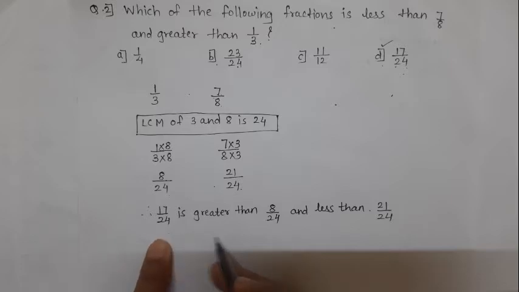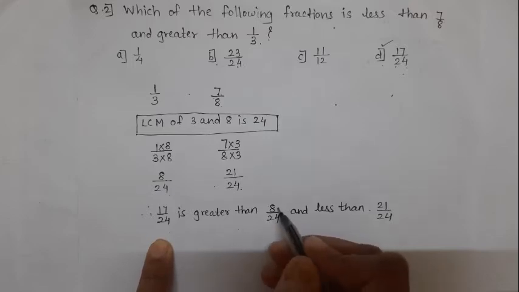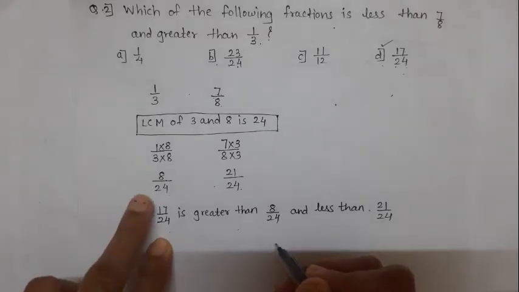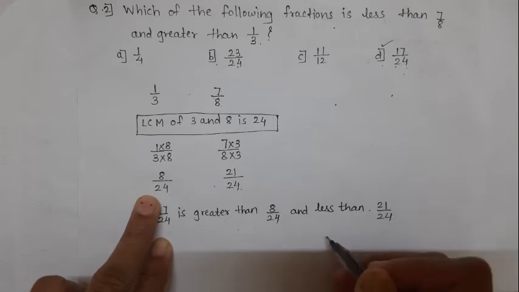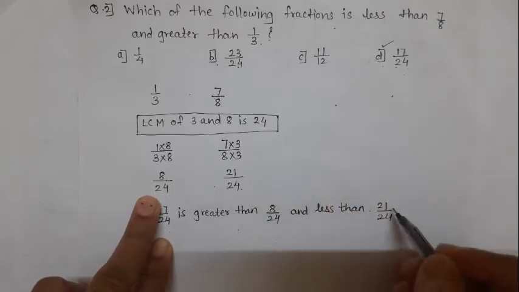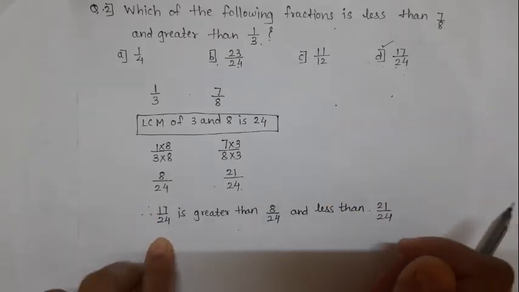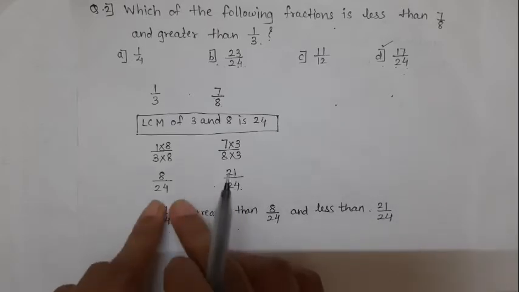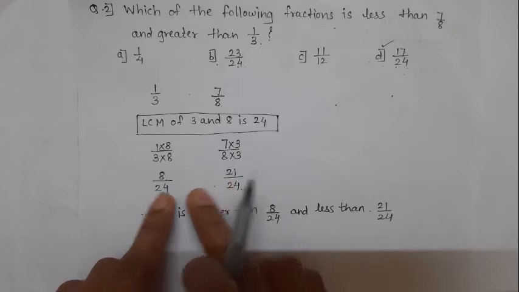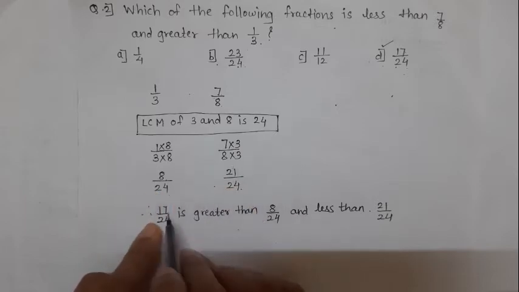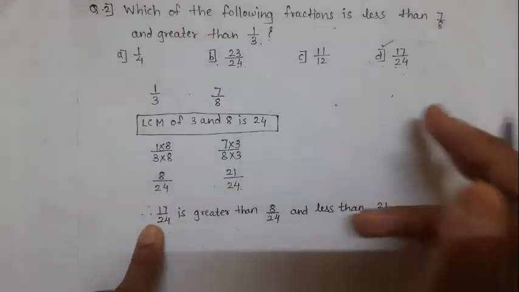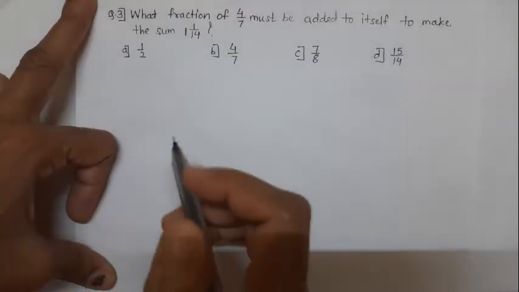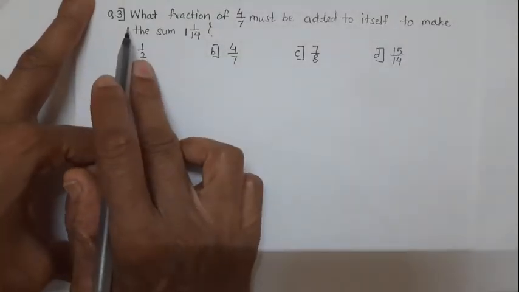You can write here one more sentence: 17 upon 24 is greater than 1 upon 3 and less than 7 upon 8. Why? Because this number 17 upon 24 lies in between these two numbers. Yes, so this number is the correct option. Okay, let's solve question number 3.